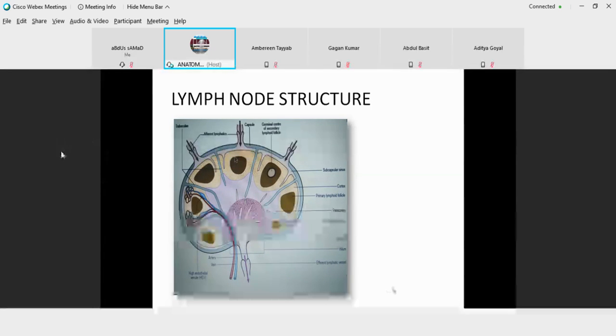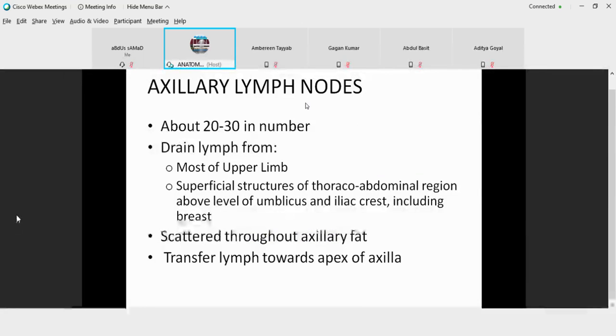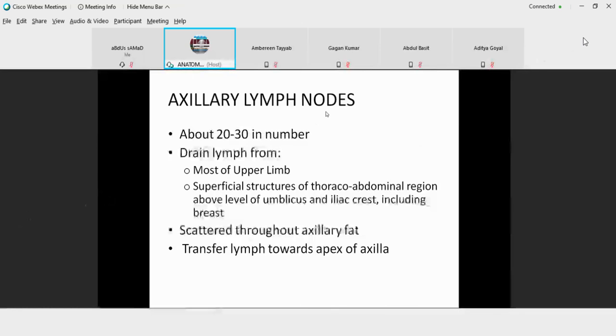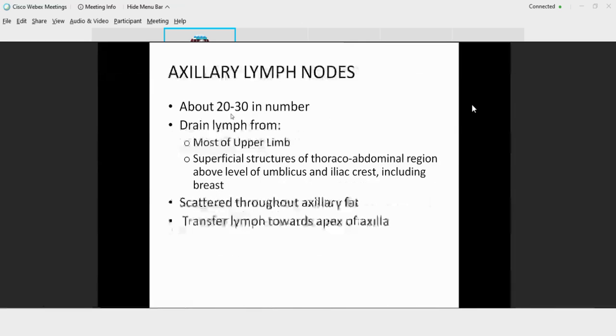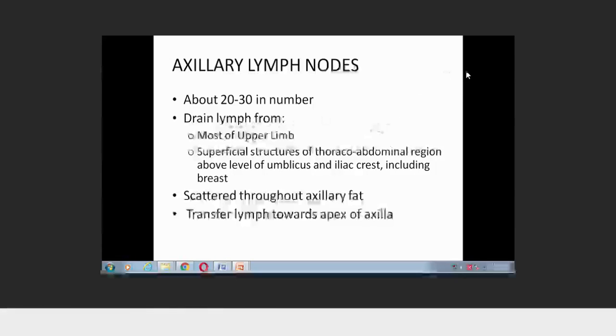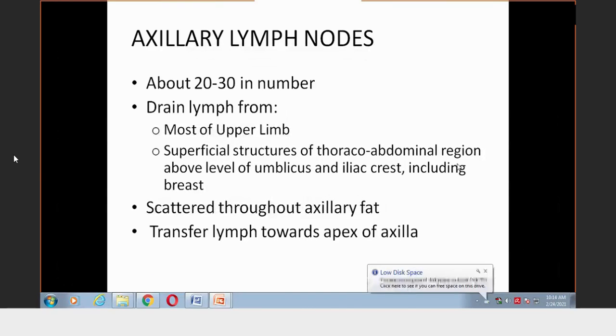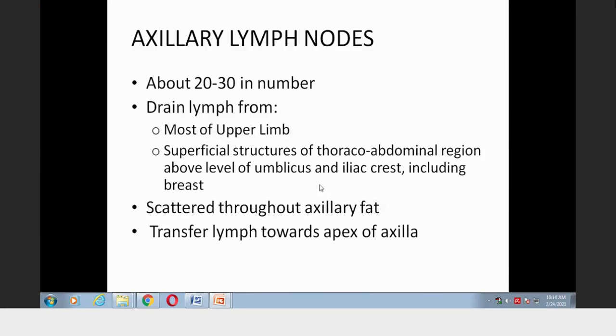Then moving ahead, talking about axillary lymph nodes. So axillary lymph nodes, they are about 20 to 30 in number. Okay, and they drain lymph from most of the upper limb and from superficial structures of the thoracoabdominal region above the level of umbilicus and iliac crest, including the breast.